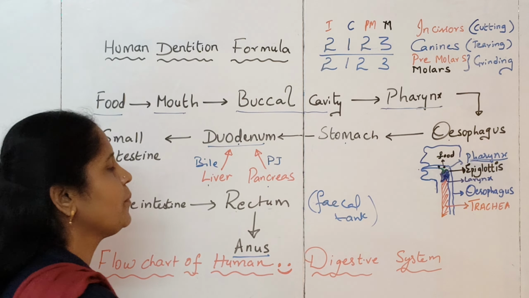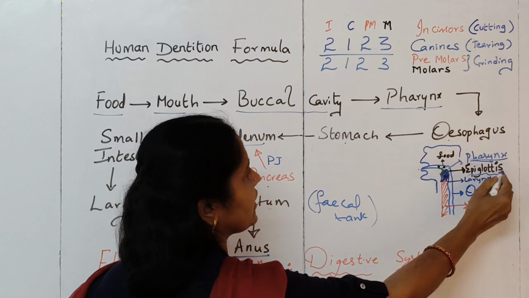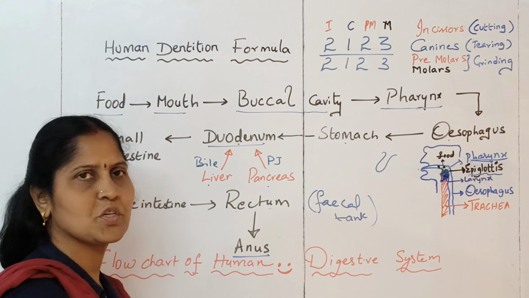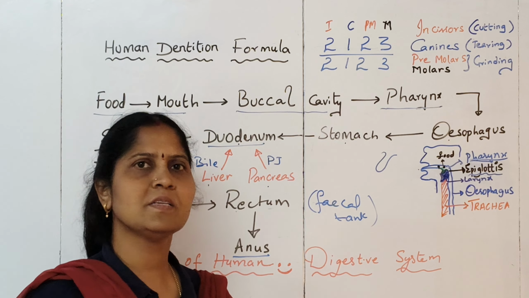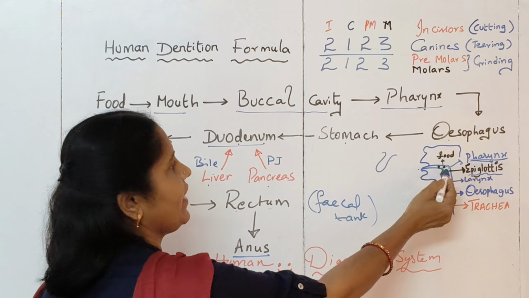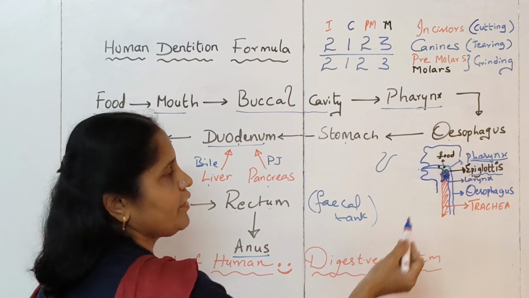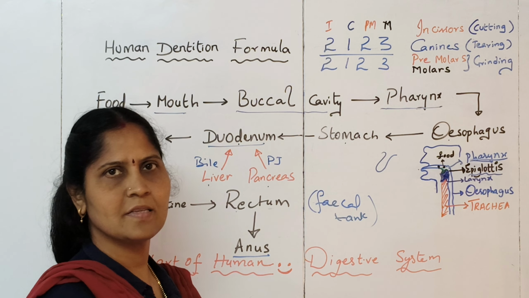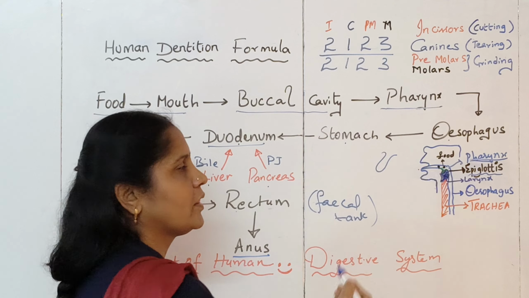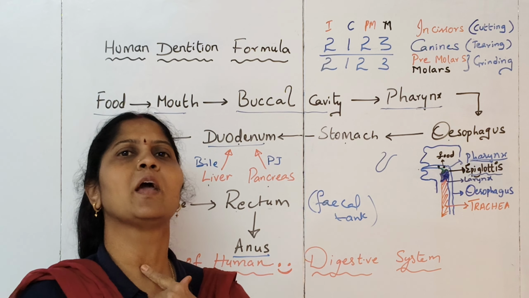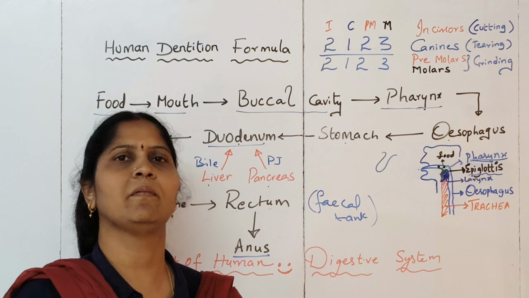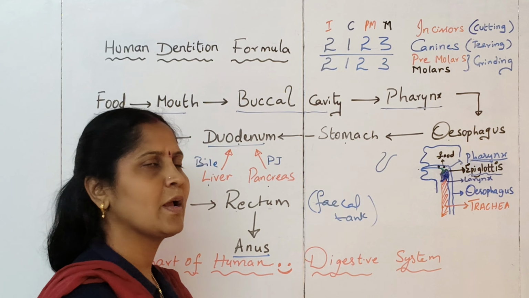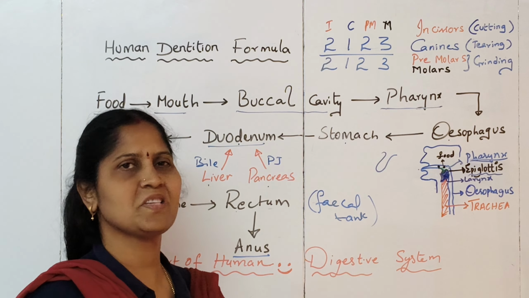And we have one more important structure here, that is the epiglottis. What is the epiglottis? It is a flap-like structure. Your pharynx is leading into the esophagus, that is your digestive system. But in front of the pharynx, we have the trachea or the windpipe. Behind this, we have the esophagus. To understand the function of the epiglottis, we need to understand that structure.